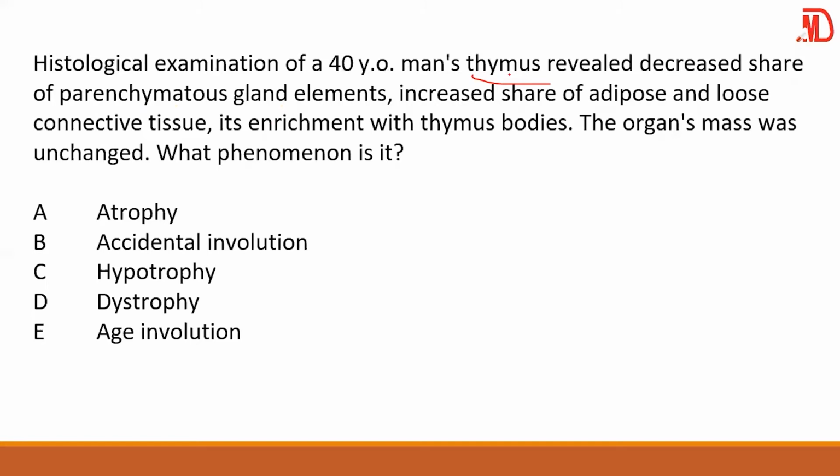So the man's thymus revealed a decreased share of parenchymatous gland element. There is an increased share of adipose. Adipose means fat. There is an increased share of adipose and loose connective tissue, and enrichment with thymus bodies. The organ's mass was unchanged. What phenomenon is it?